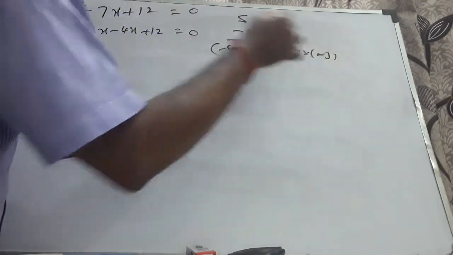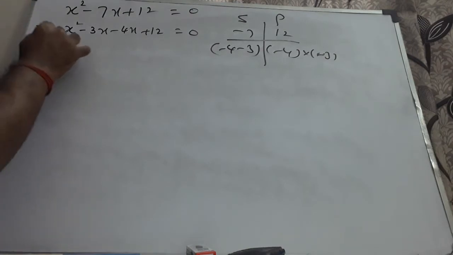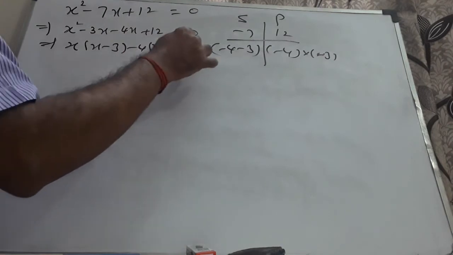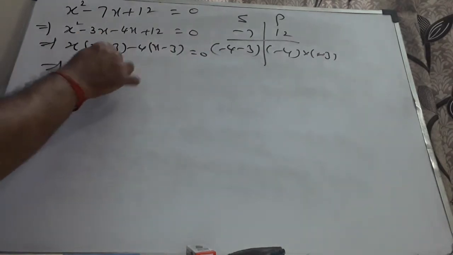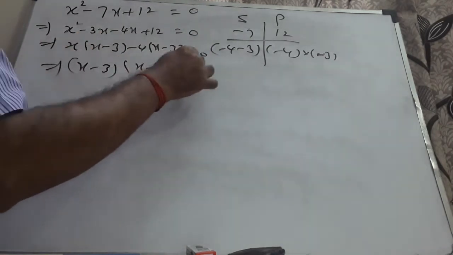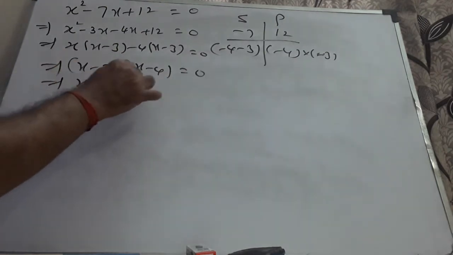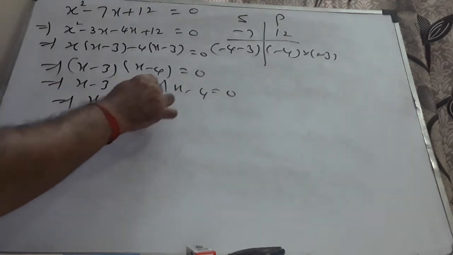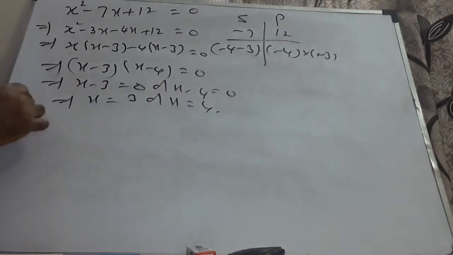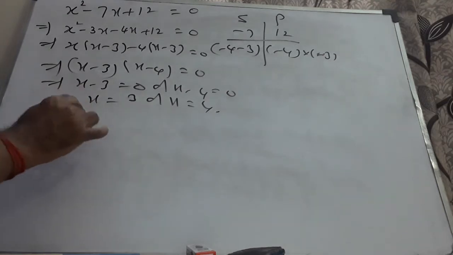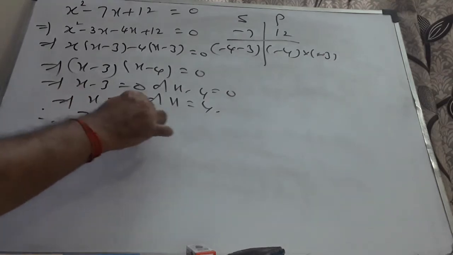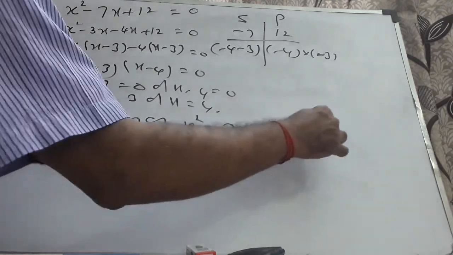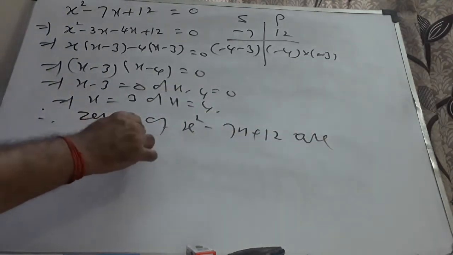So x square minus 3x minus 4x plus 12 is equal to 0, which implies x into x minus 3 minus 4 into x minus 3 is equal to 0. Implies x minus 3 into x minus 4 equal to 0. Implies x minus 3 is equal to 0 or x minus 4 equal to 0. Implies x equal to 3 or x equal to 4. Therefore, zeros of x square minus 7x plus 12 are 3 and 4.